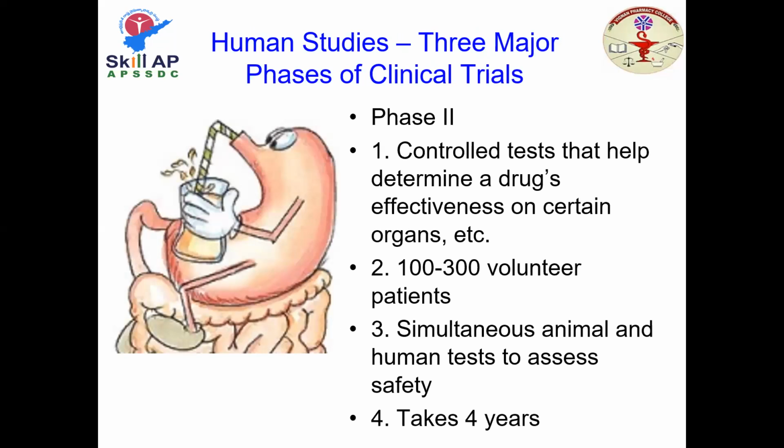Next one is phase 2 clinical trials. Here, as in the initial phase, safety will be identified. Here we will be checking for efficacy studies and dose determination studies, whether it is efficacious or not.